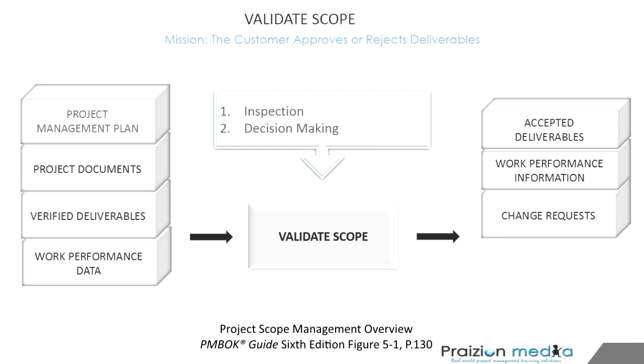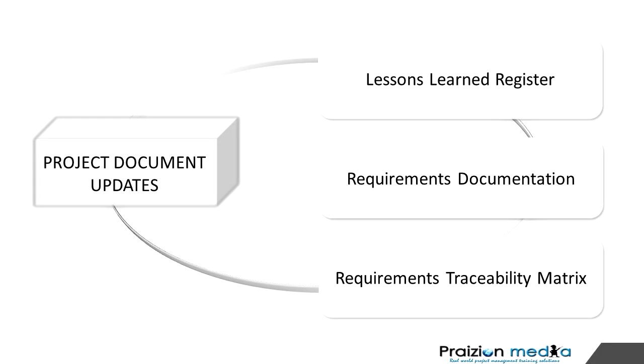Change requests: if the customer rejects a deliverable for a particular reason, that could result in a change request. And lastly, we have project documents updates. Now, project documents updates refers to things like your lessons learned register that could be updated here, requirements documentation that could be updated, and the requirements traceability matrix, to mention a few.